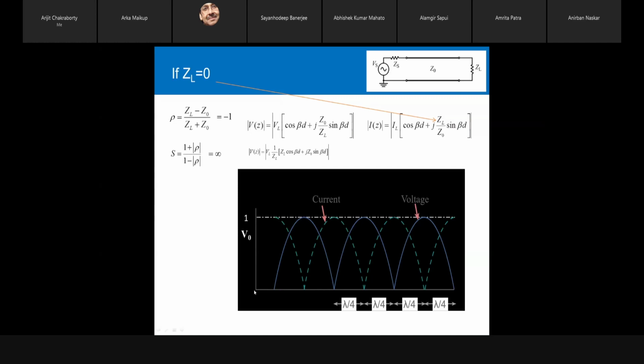Minimum value 0. So it is in between 0 and 1.